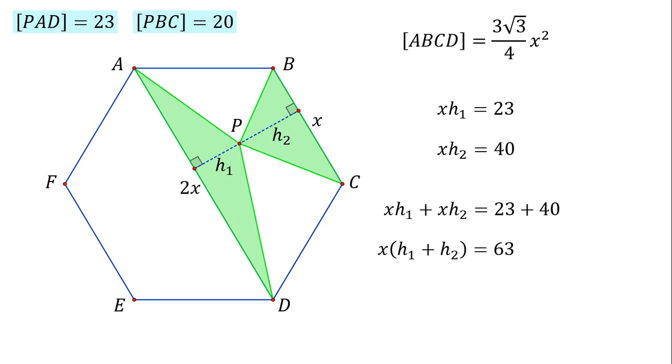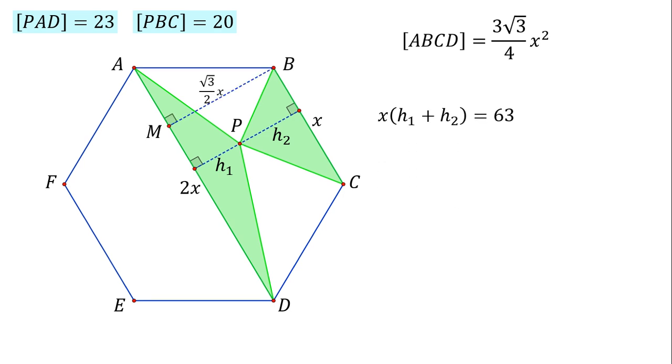Now, recall that we have already solved the distance between BC and AD. And that is just square root of 3 over 2 times x. And observe that it is equal to h sub 1 plus h sub 2. So we can replace h sub 1 plus h sub 2 in the equation by square root of 3 over 2 times x. So we have the equation x times square root of 3 over 2 times x equals 63. Simplifying, we get x squared equals 126 over square root of 3.